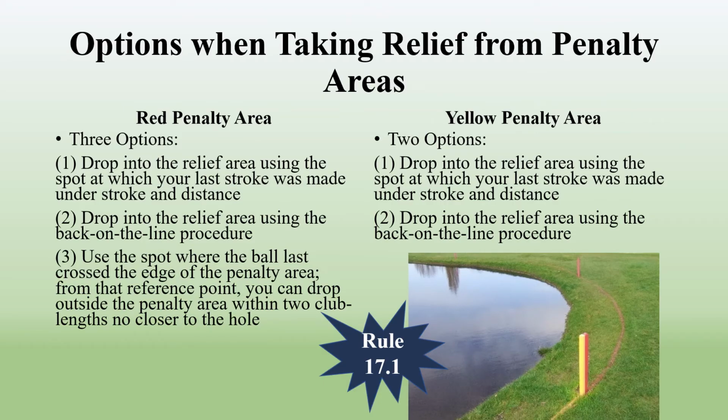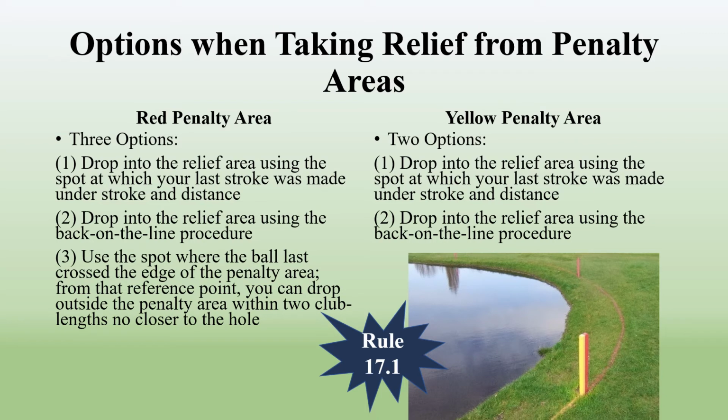Rule 17.1 covers options when taking relief from penalty areas. There are 2 types of penalty areas: red penalty areas and yellow penalty areas. When taking relief from the penalty areas, for both red and yellow, you have the option to act under stroke and distance and go back to where your previous spot was made under penalty of 1 stroke and proceed playing.